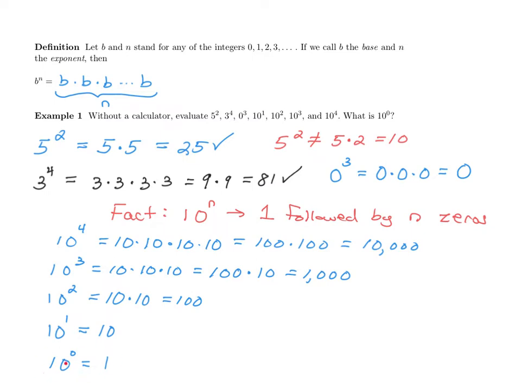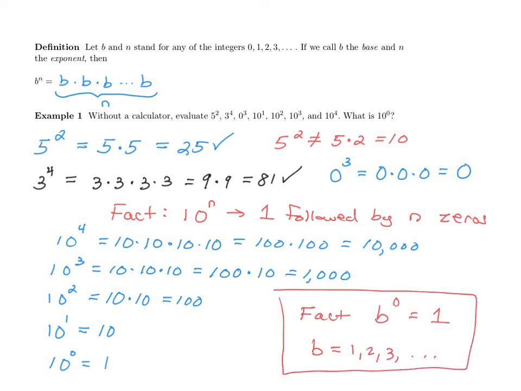This is actually true for any base equaling 1, 2, 3, or 4, and so on. And so I'll state this as a fact as well. If you have any base, b, raised to the power of 0, this is also equal to 1, provided that your base is either 1, 2, 3, 4, and so on. So just to recap, the base 10 number system is nice because when you're computing 10 to exponents, it's very easy to determine what those numbers are equal to.